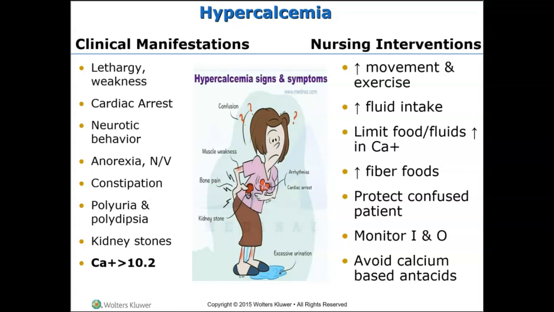We're definitely going to limit foods with high amounts of calcium. That's a better way to say it. We would also encourage high fiber foods, and these patients are confused and neurotic. So they're going to be huge fall risks. So we're going to have to protect them, right?